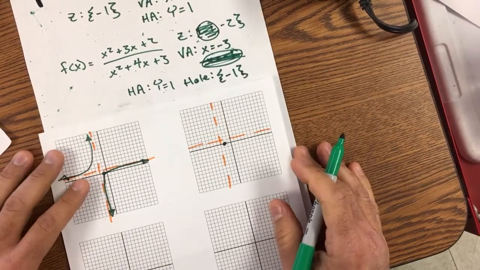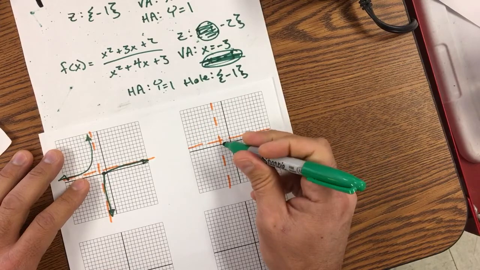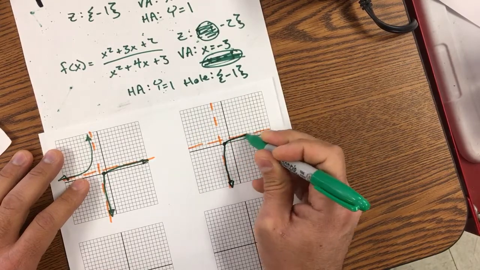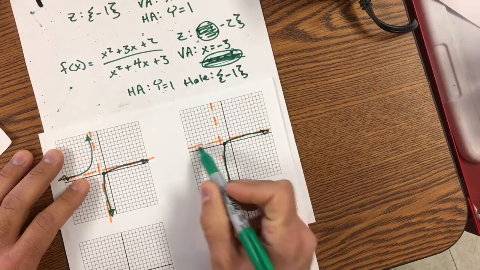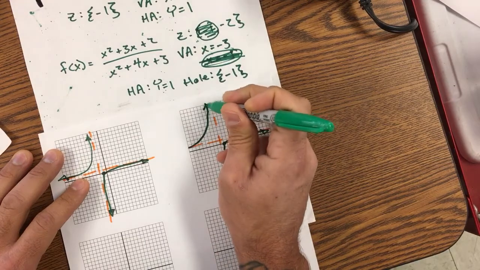And the hole is going to be the last thing that I draw. So I'm going to draw my graph. It's going to get really, really close down here. Really, really close up here. Since it doesn't cross the axis, it can't be down here. It needs to be up here.